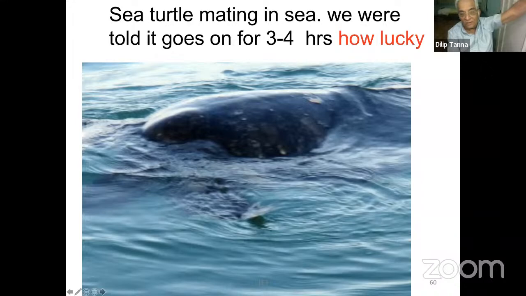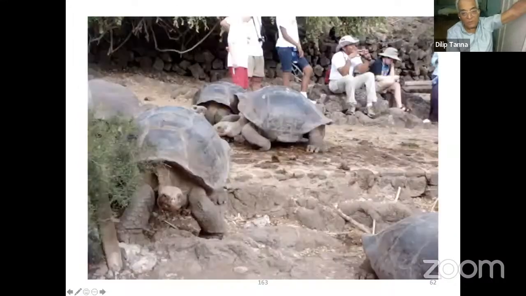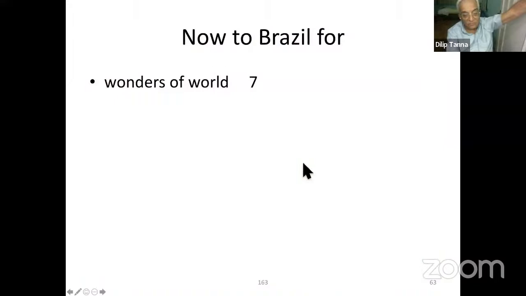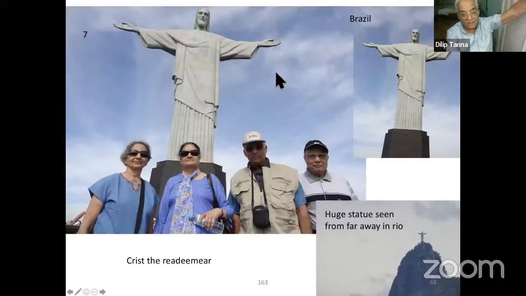Now to Brazil for the wonders of the world. The seventh and last wonder of the world. This is Jesus Christ the Redeemer. This is from a distance. And in Brazil, you can go right up to the base of it. There is an elevator which goes up this mountain, right all the way there. A huge statue seen from far away, Rio. And you can see this Christ the Redeemer. This is one of the seven wonders of the world.